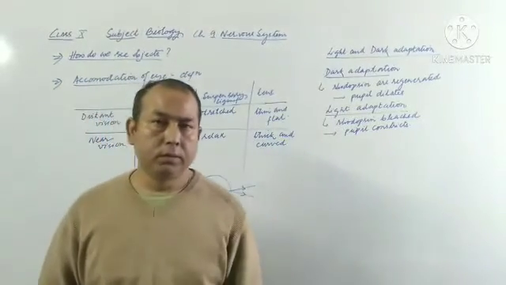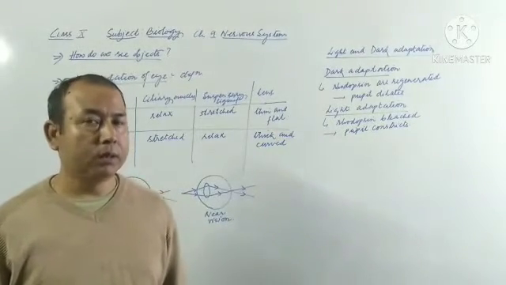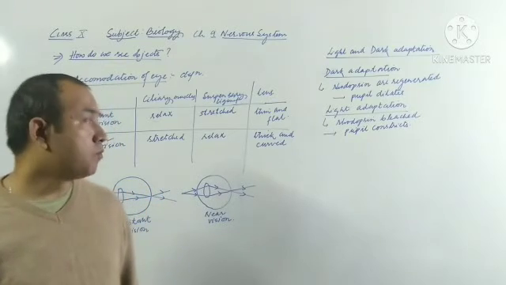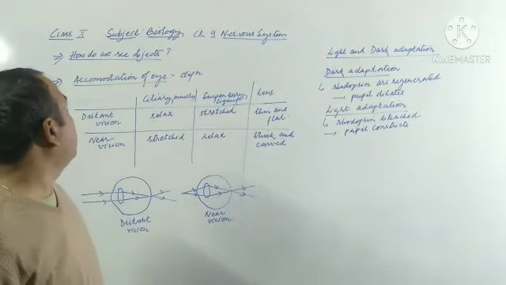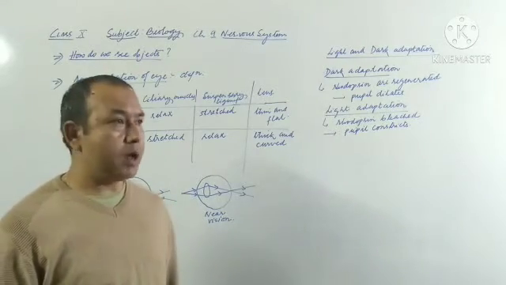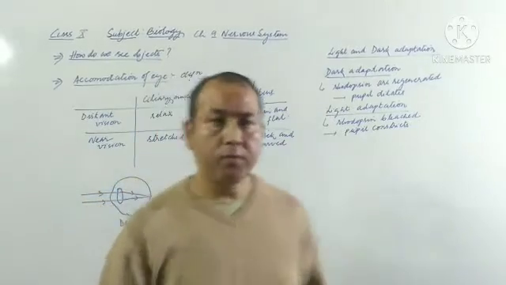Welcome class 10. Let's continue with a new topic in the same chapter, that is the nervous system, where we are learning about the eye. So far we have completed the internal structure of the eye. Now we will try to understand how we see an object.